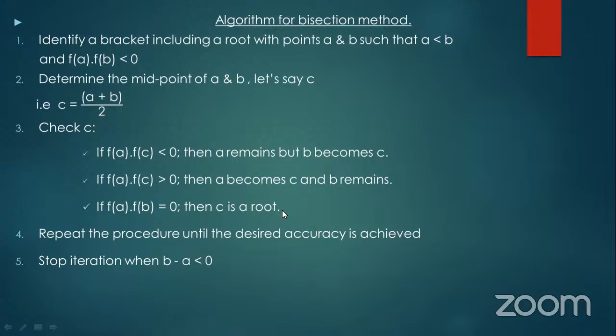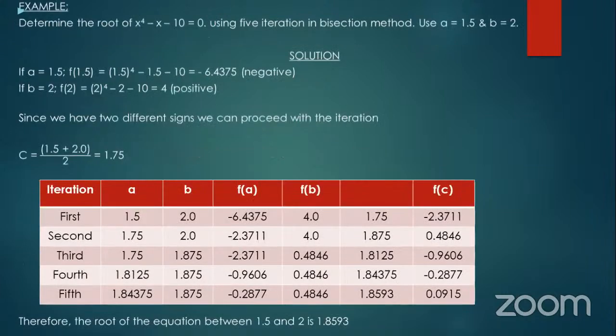Repeat the procedure until desired accuracy is achieved. Stop iteration when B minus A is less than the tolerance. I would like to hand over to Lawal now, my colleague, to continue from the examples.